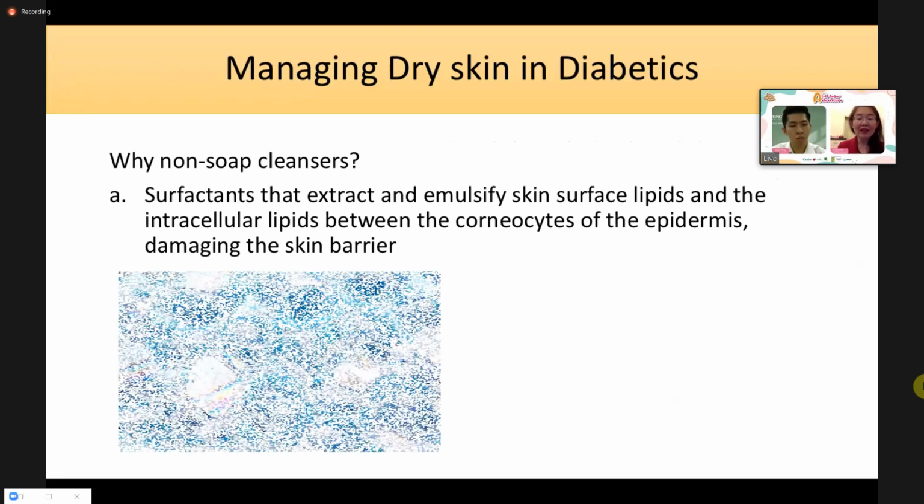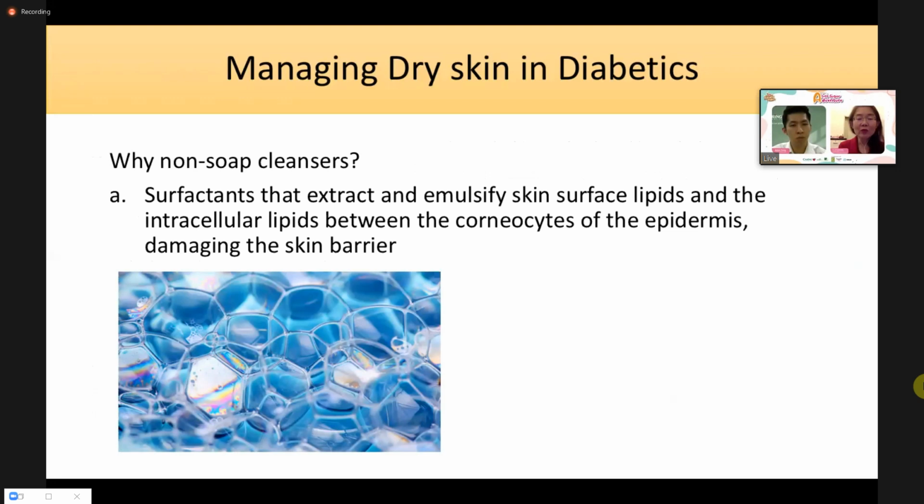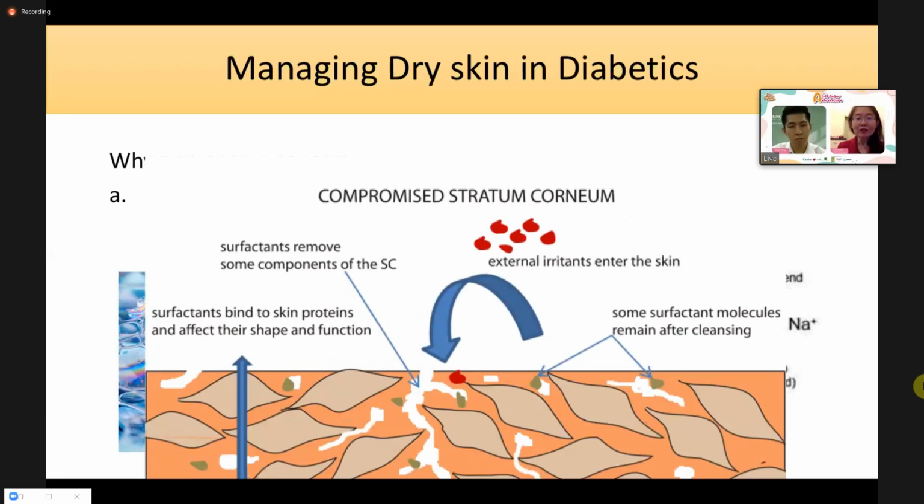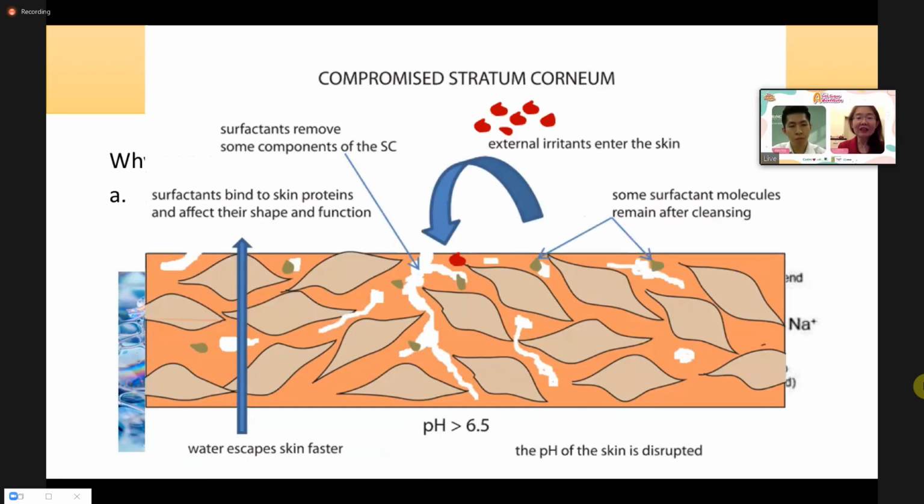So if you have the surfactants, it extracts your lipid out from your skin. Of course, our skin has a few layers, and in between the layers there are actually many natural moisturizing factors. So if you extract that out, it causes a defective skin barrier function. All right, so that's why a soap is not good.